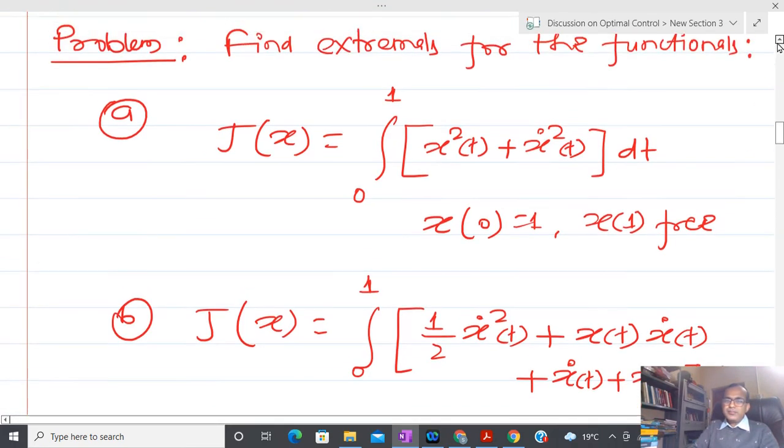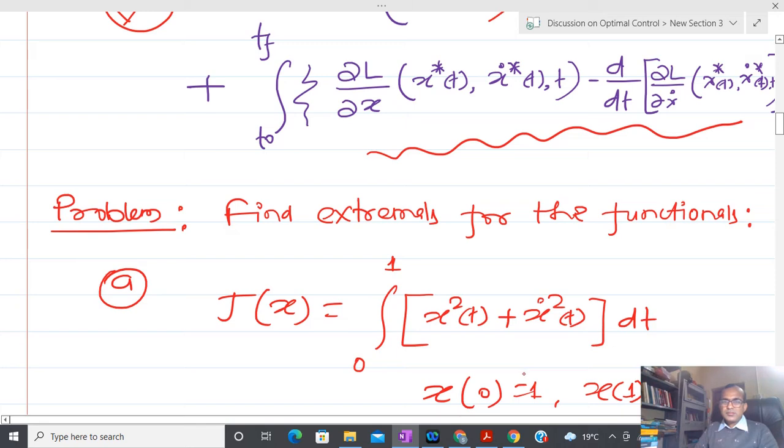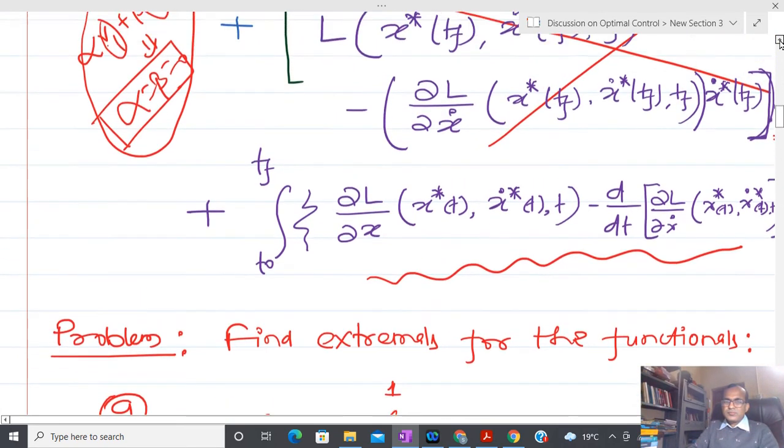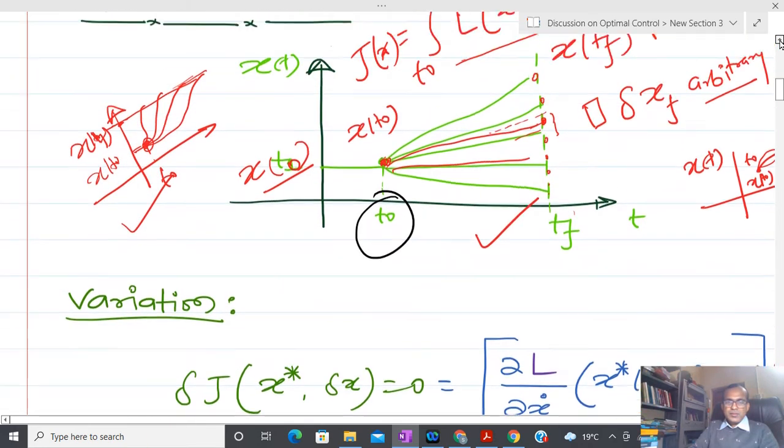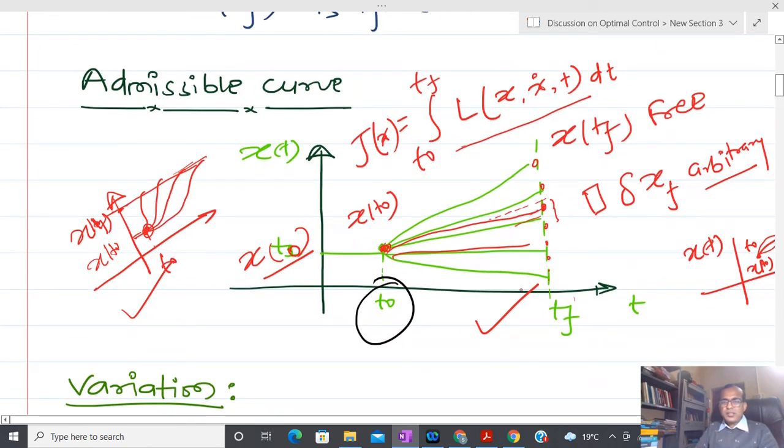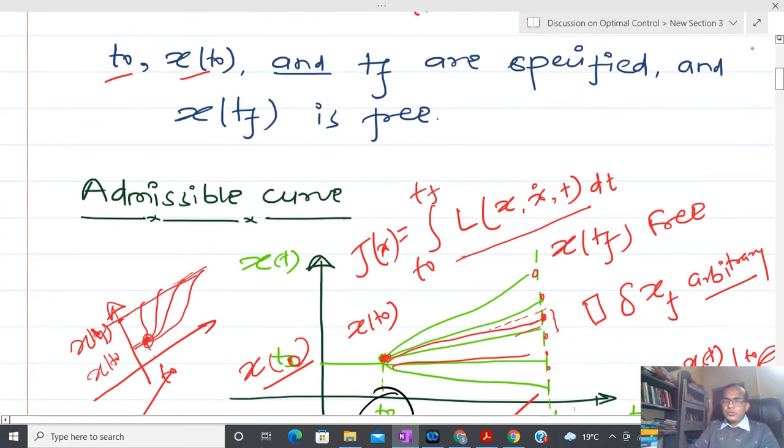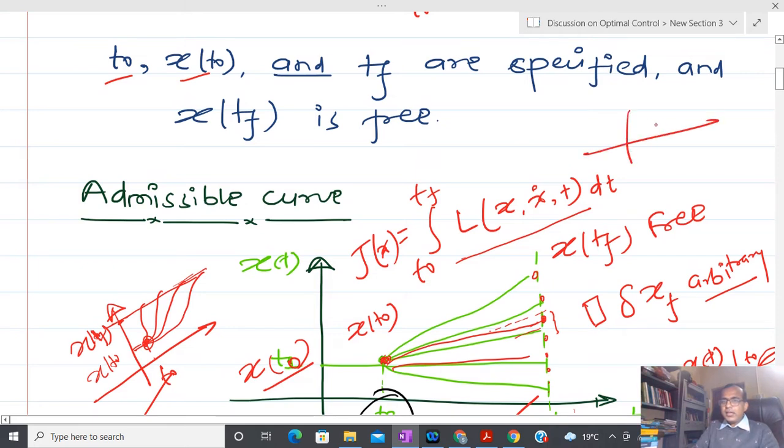Yes, please go ahead. Sir, if t1 and tf, all four quantities are fixed, then x(tf)... Try to understand the situation. If all quantities are fixed, it means I have a situation like this: I know this point, I know this point, I know this point, I know this point.